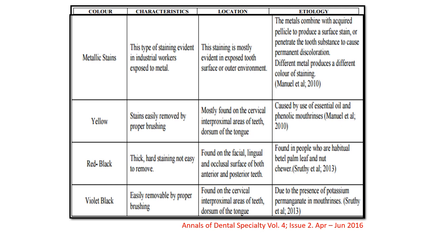For example, the metallic stain is mostly seen in staining that has occurred because of an exposed tooth surface to the outer environment. The most common etiology is that the metals combine with the acquired pellicle to produce a surface stain or penetrate the tooth substance to cause permanent discoloration. And different metals produce different colors of staining.